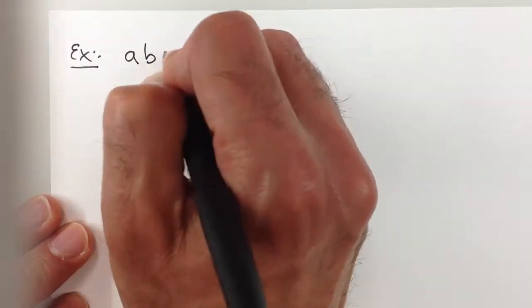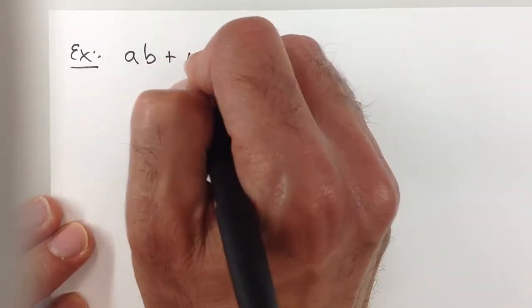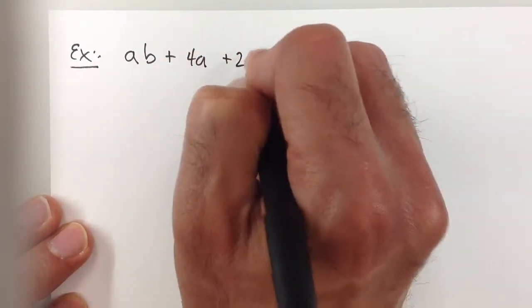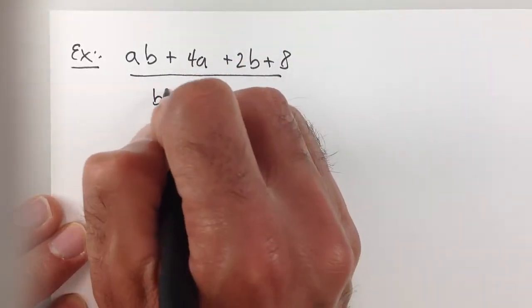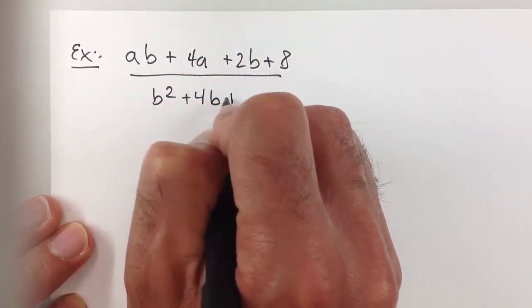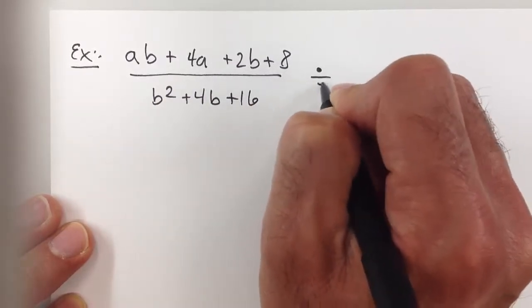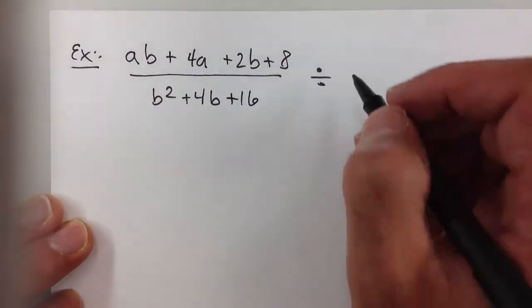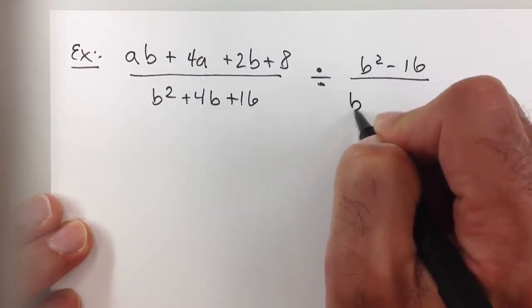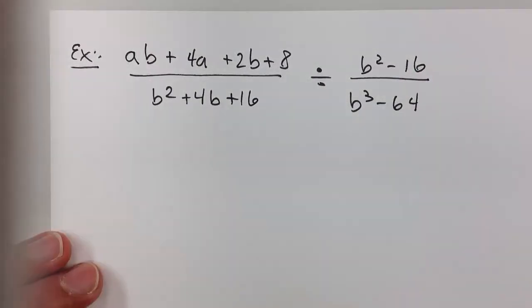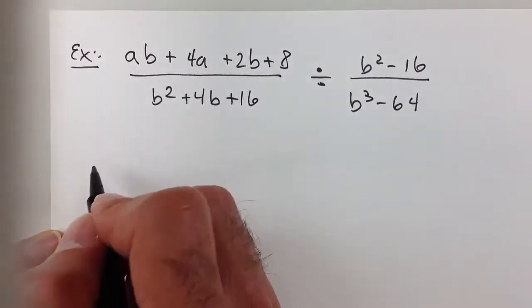In this next example, I'd like to demonstrate some division. So let's take this for something to work with. A times b plus 4a plus 2b plus 8 all over b squared plus 4b plus 16. And that entire expression divided by b squared minus 16 all over b cubed minus 64. Okay, so as we've been doing here, we'll do step one, which is to factor everything that we can factor.